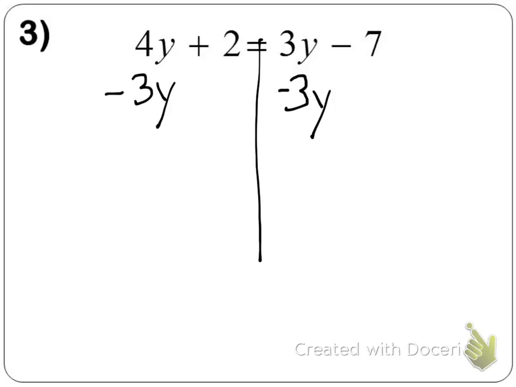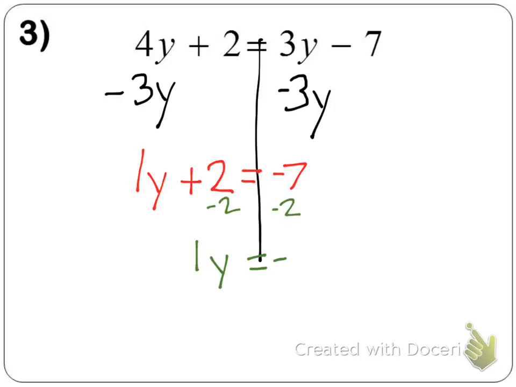Questions, girls? Good? Okay, what's 4y minus 3y? 1y plus 2 equals negative 7. Then what? Subtract 2 from both sides. So 1y equals negative 9. And then what? Divide by 1 on both sides, so y equals negative 9.